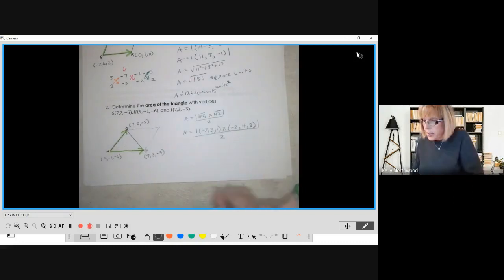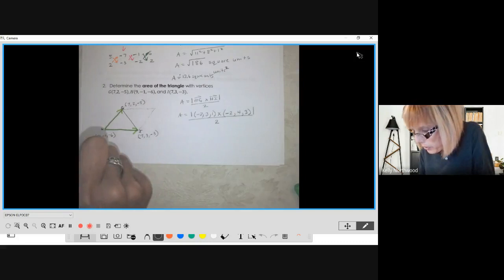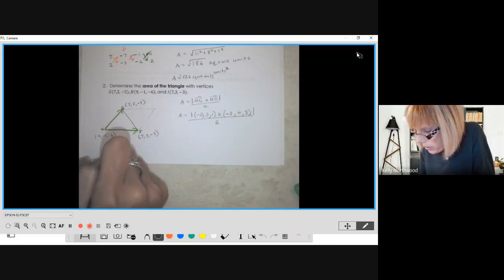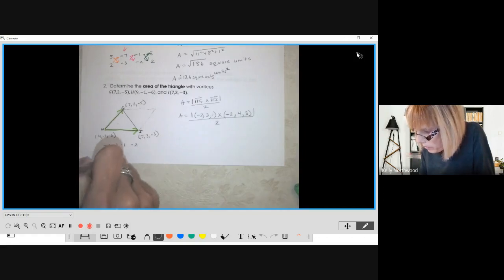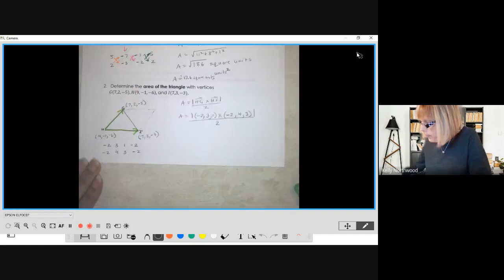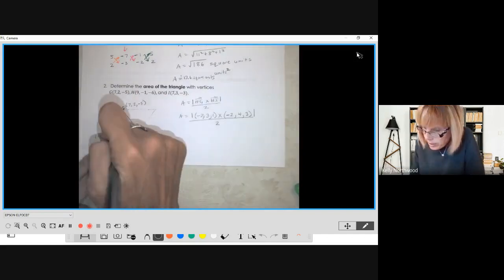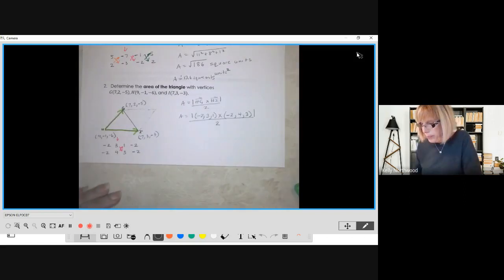So then we're going to do our cross product. I'm going to do that at the bottom here, where I have room. So -2, 3, 1. Repeat the -2. -2, 4, 3. Repeat the -2. Start here, downward minus upward.